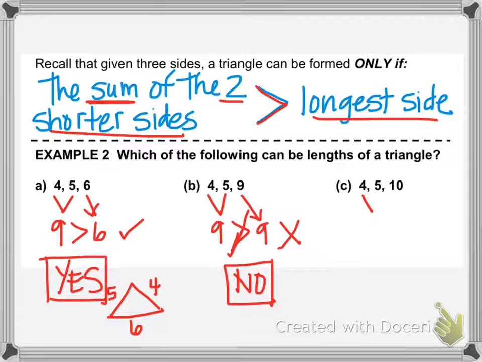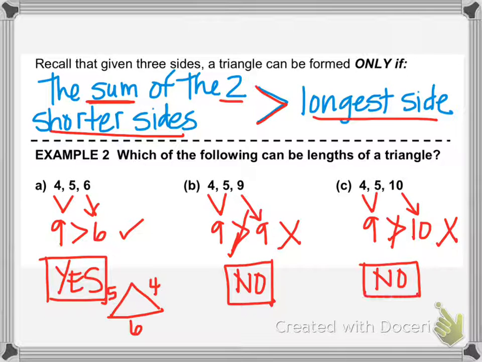The last example, C, add the two shorter sides. 4 plus 5 is 9. Is 9 greater than the third side of 10? Nope, it's not greater. It's actually less than, so this one will not make a triangle either. So the first thing you have to do is determine if you can make a triangle, and then in the next slide we will learn how we can classify the type of triangle by angles using the converse of the Pythagorean theorem.